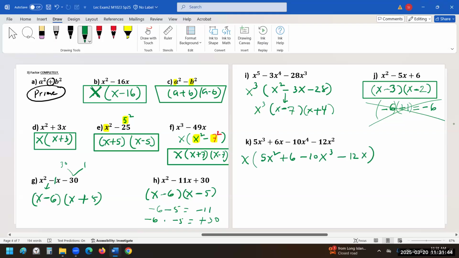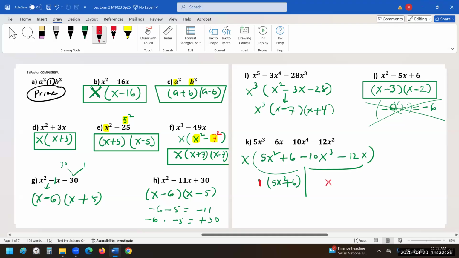How many terms do we have? 4. So how do you factor 4 terms? Grouping. In the first group, what do you see? Nothing, right? That means we have an invisible 1. So we factor out the invisible 1 and we get 5x squared plus 6. But what do you see in the second group? X.